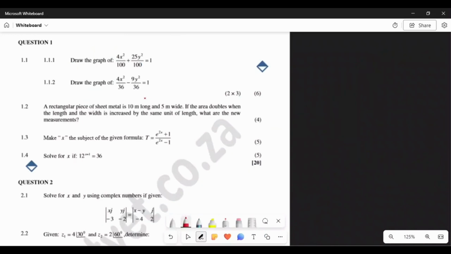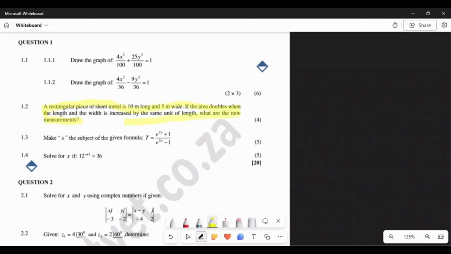All right, we are done with 1.1. Now it's time for us to do 1.2. Now 1.2 is actually a word problem. We are done with graphs. Now it's time for us to do the word problem. So we need to find the value of the new length and width after the area is doubled.